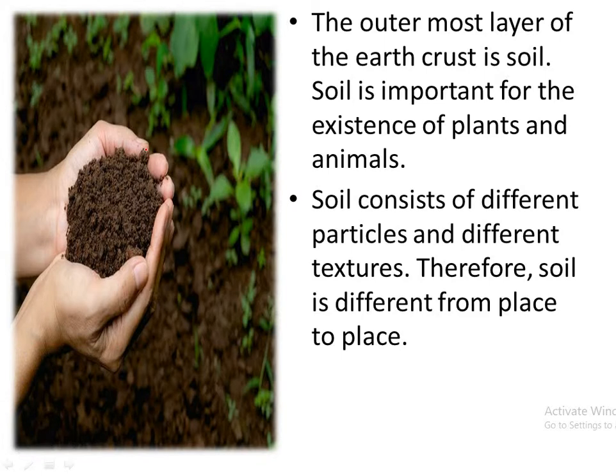So there are so many uses of soil, and we get soil in the Earth's crust. Therefore, it's very essential for our existence, for our animals and plants. Now, soil consists of different particles and textures. Therefore, soil is different from place to place. Like I said earlier, there are different types of soils, and from place to place they have different textures and particles.